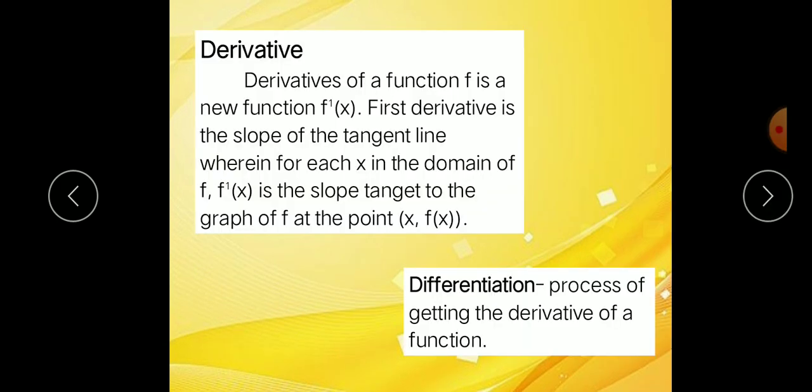So let's have first the definition of derivative. The derivative of a function f is a new function, f prime of x. The first derivative is the slope of the tangent line, wherein for each x in the domain of f, f prime of x is the slope of the tangent to the graph of f at the point (x, f of x). Differentiation is the process of getting the derivative of a function.